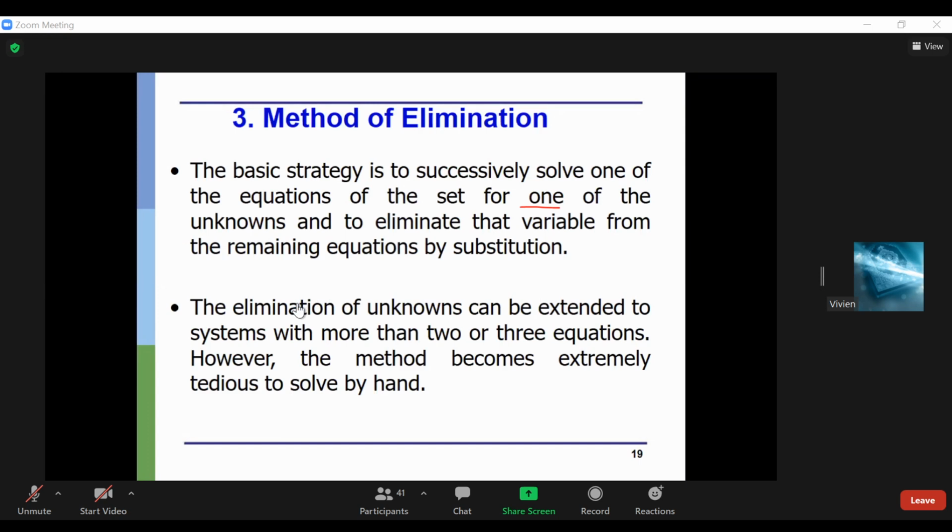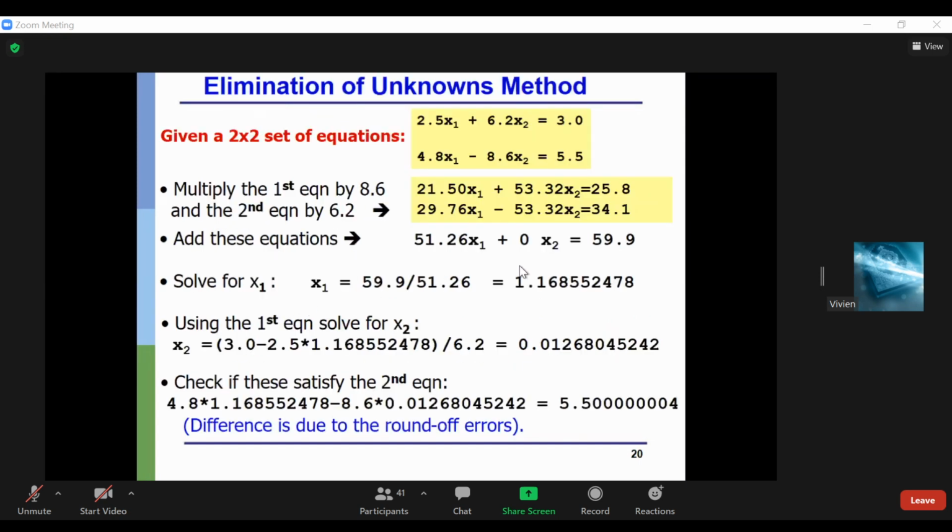Okay, so we see here an example of elimination. Say we have 2 by 2 equations here, the first equation and the second equation, and we want to eliminate one of the variables. Say we want to eliminate x2, so I will multiply the first and the second equations by a constant so that we can eliminate x2. Then when we do addition, it will be 0, so we eliminate x2. With this, we have the value of x1.